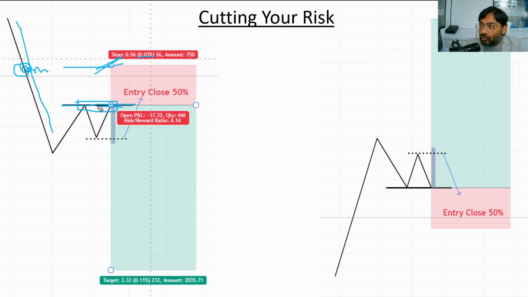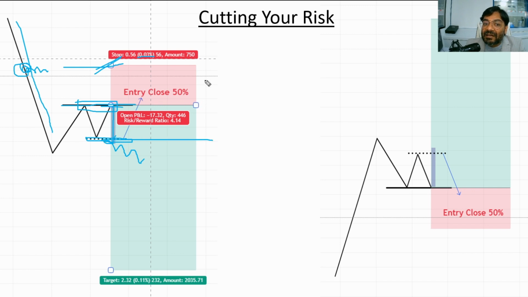What we have to do to cut our risk is, as soon as the market covers and makes the first support, this is a short trade, so as soon as the market finds the first support, let us suppose the market came down till here and now it's making a movement like this, right? What we will do is close 50% of our entry as soon as the market comes here.